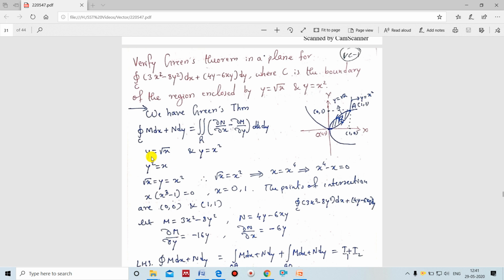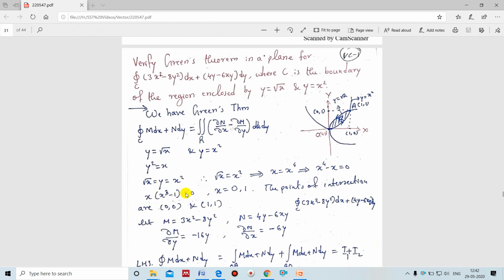So here y is equal to root x, and y is equal to x square. By comparing this, we get root x equal to x square. On squaring both sides, root and square cancel, and x square becomes x raised to 4. So x^4 minus x equal to 0. Take x common: x into bracket x cube minus 1 is equal to 0.